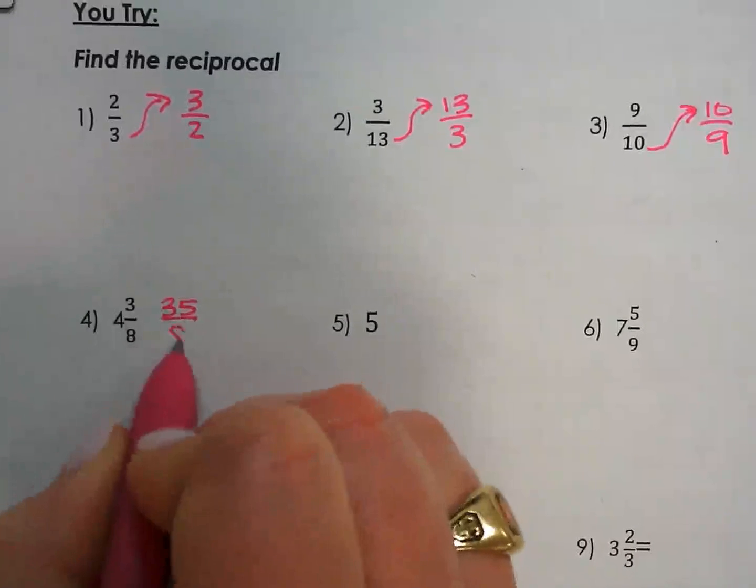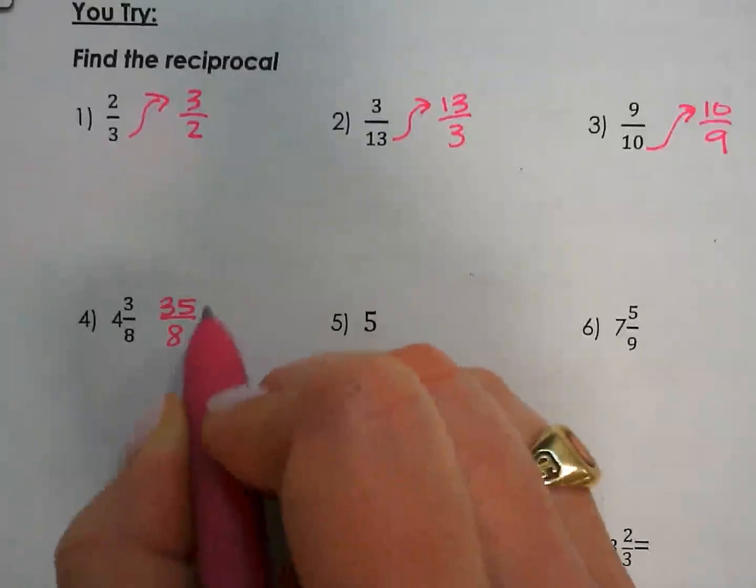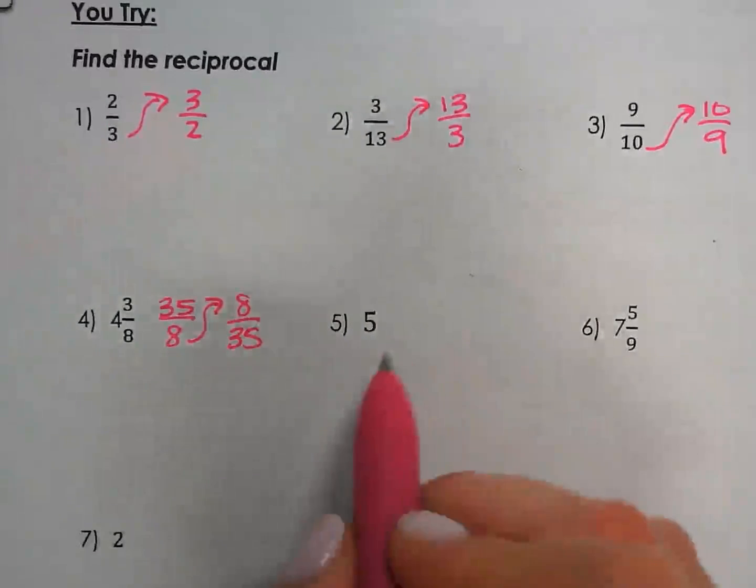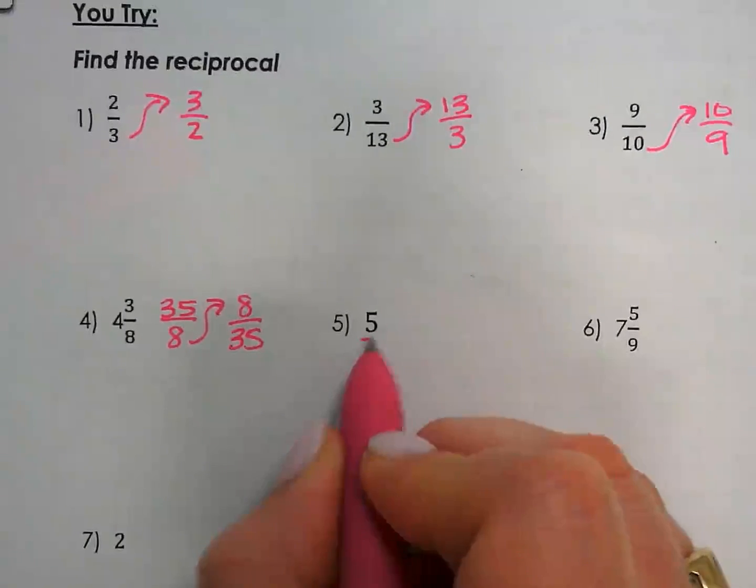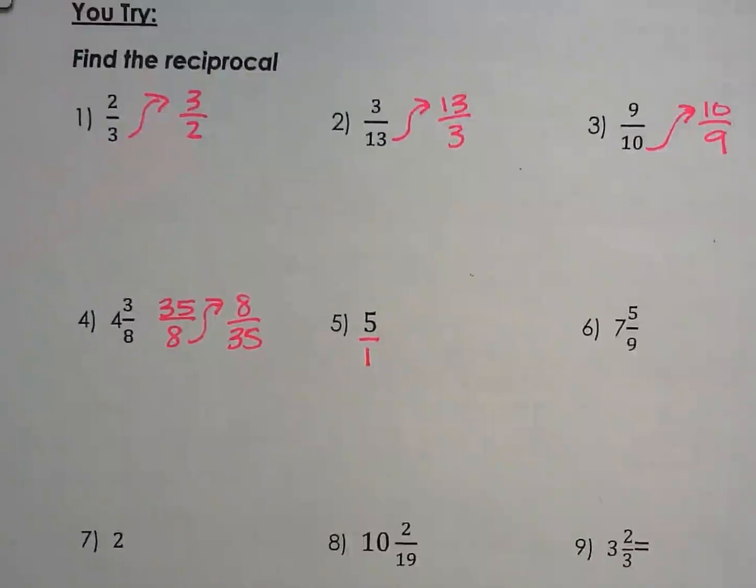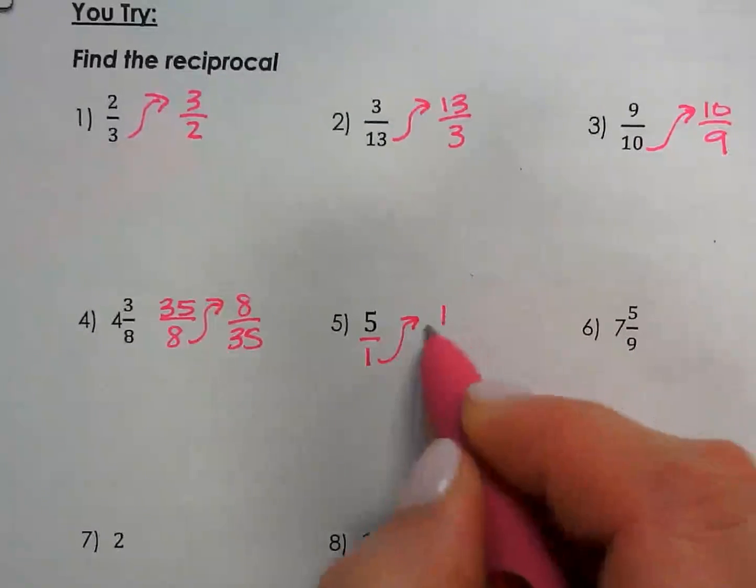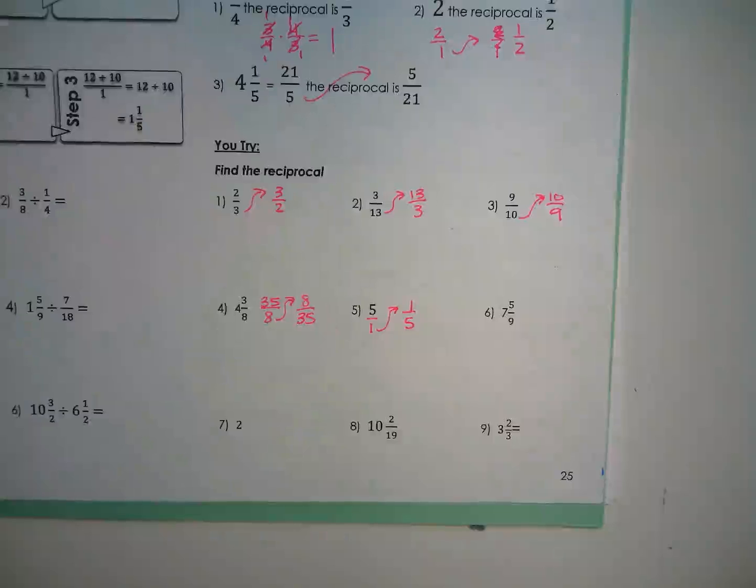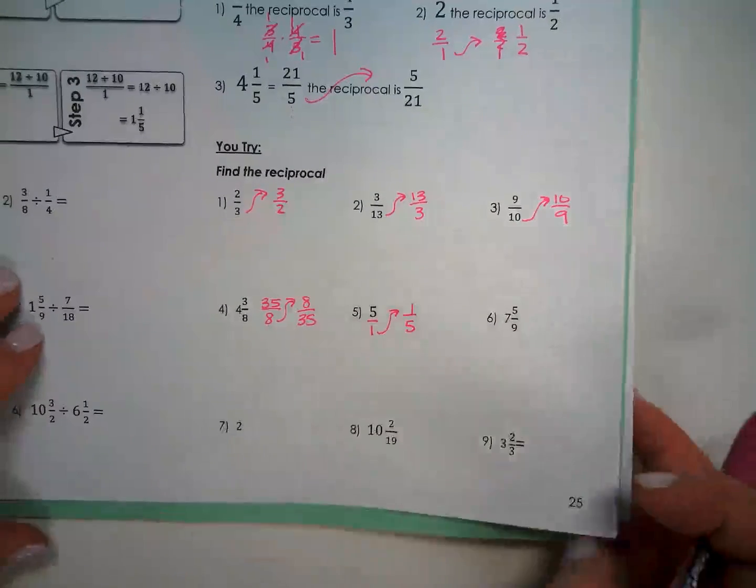We still need 8 pieces to make a whole, and when I flip it over, the reciprocal will be 8/35. And again, for a whole number, first we have to turn it into a fraction by placing it over 1, and then we can flip it over. And that's how you find a reciprocal. Now, that's going to be very important because the algorithm for dividing fractions is going to require you to find a reciprocal. And let's take a look at that.